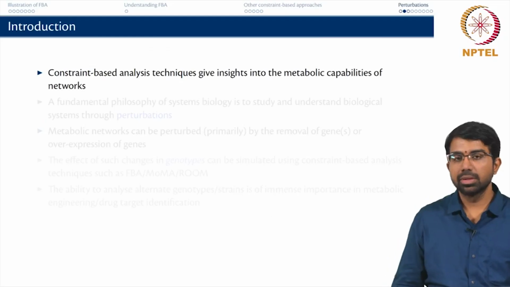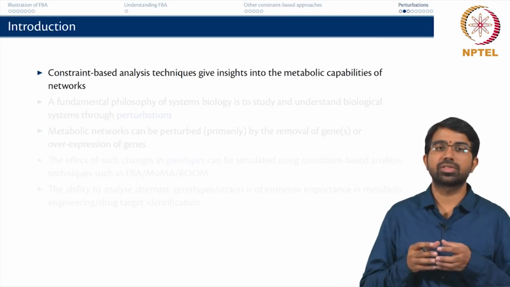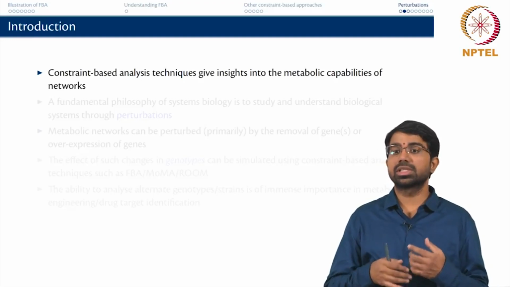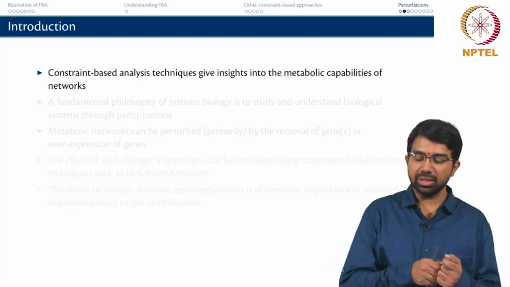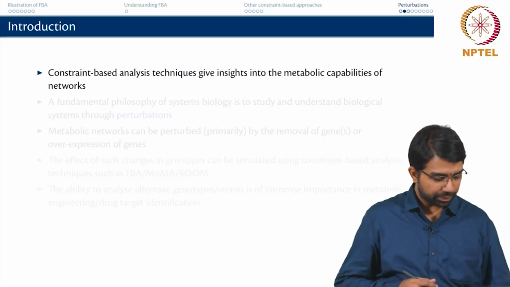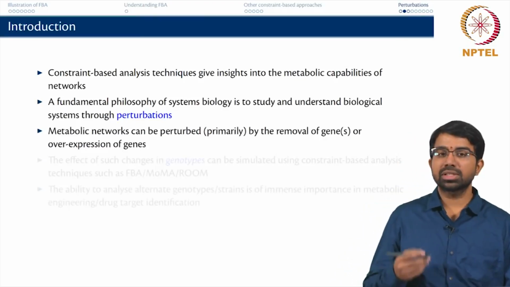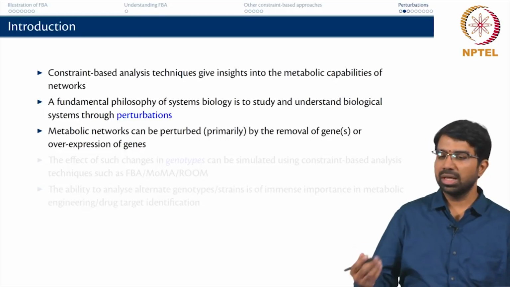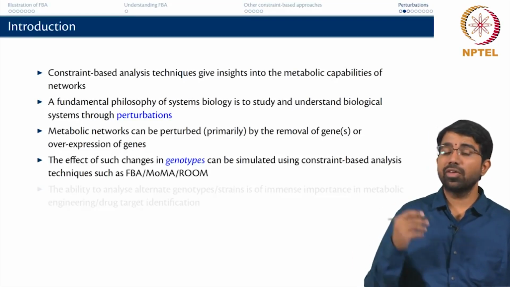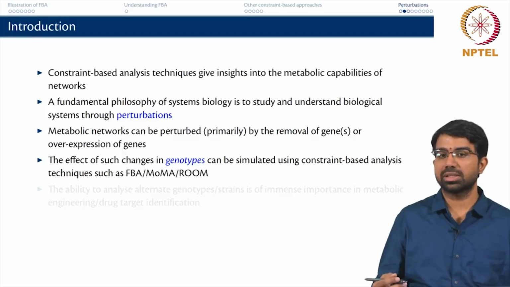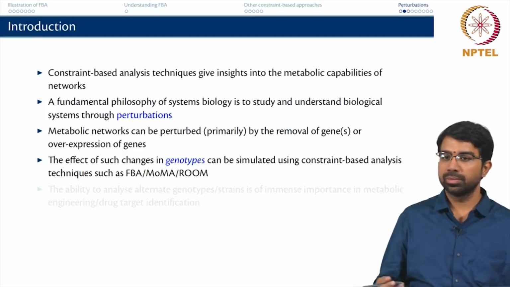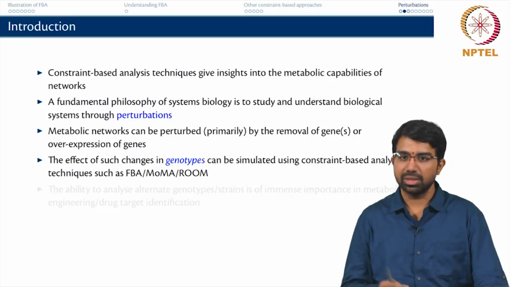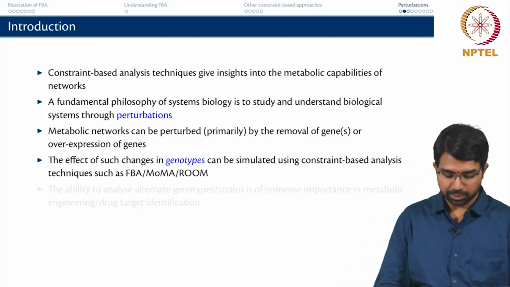If you recall, a very important aspect of systems biology is to be able to study perturbations: knock something out, add something in, see what the effect is. Metabolic networks can be perturbed primarily by removal of genes or overexpression of genes or reactions as well. The effect of such changes can be studied using constraint based techniques such as FBA, MoMA, ROOM. ROOM was the name of the other method, regulatory on off minimization.